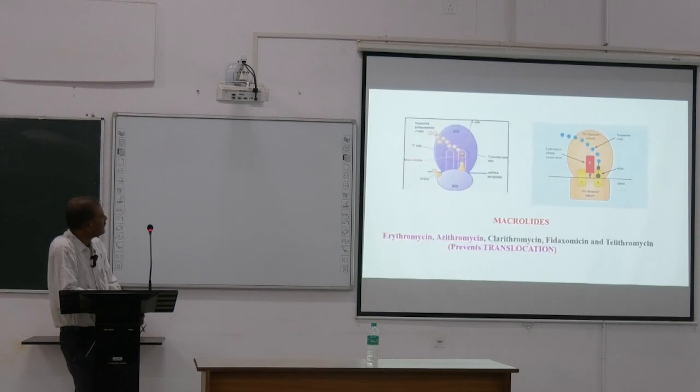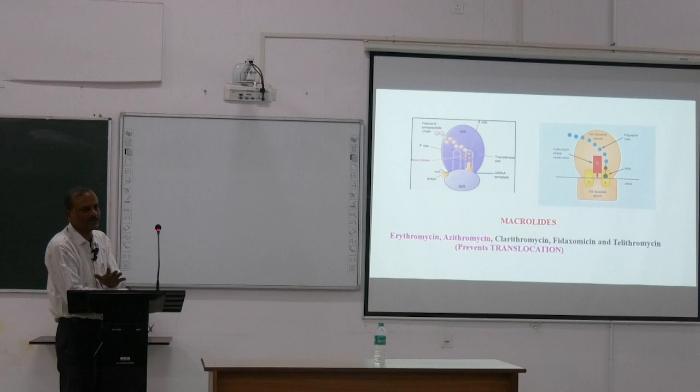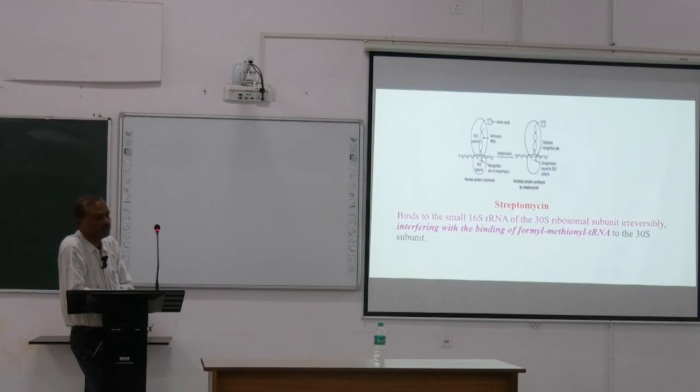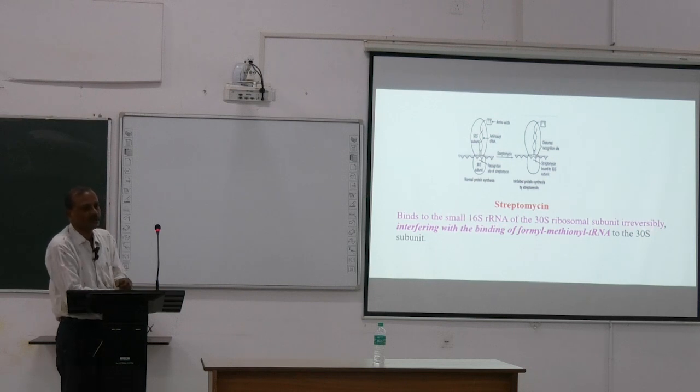Next, the macrolide antibiotics, you will be seeing erythromycin and azithromycin. You will be using them extensively in your clinical practice. The mechanism of drug action is here. It basically binds and blocks translocation. This translocation mechanism is prevented by the macrolide antibiotic, so that again protein synthesis will not occur. Next, streptomycin is used extensively for the treatment of tuberculosis. It's a bactericidal drug. It binds to the 30S ribosomal subunit irreversibly. Irreversibly means it will cause a bactericidal effect.